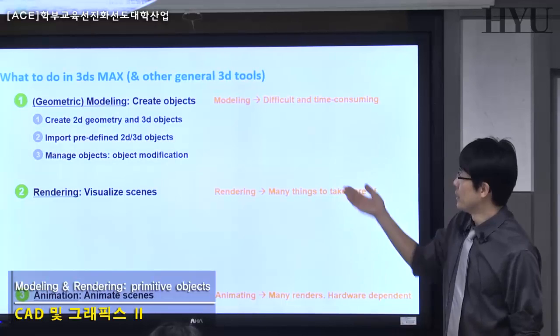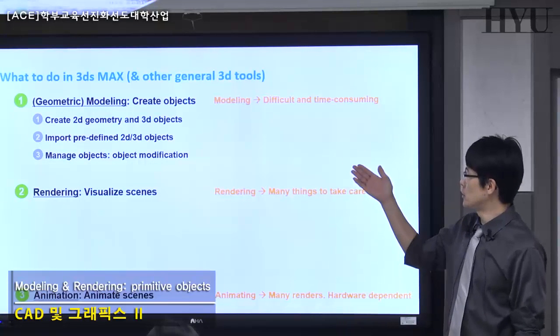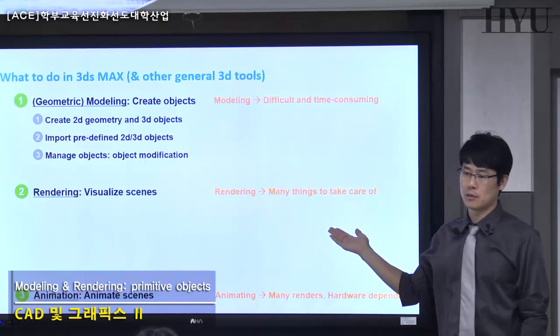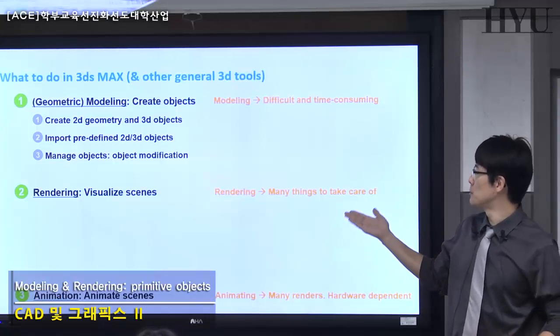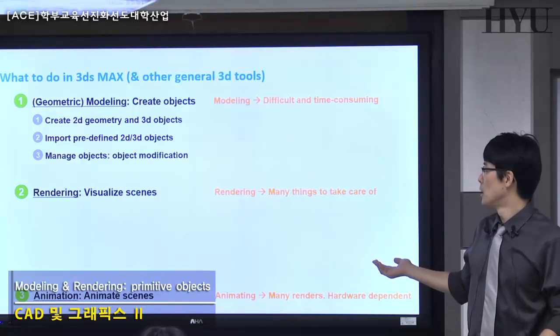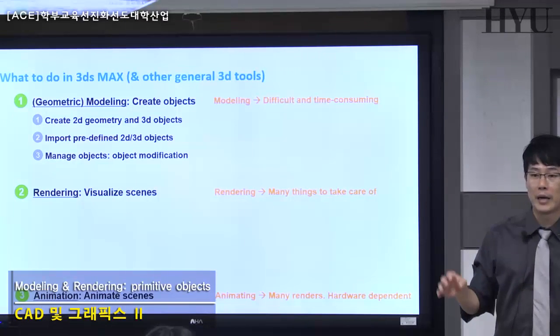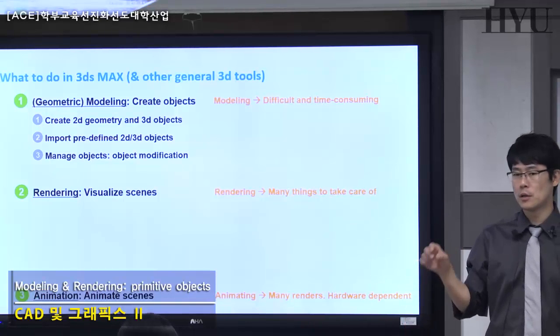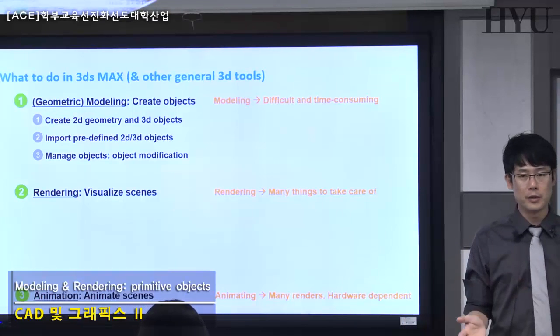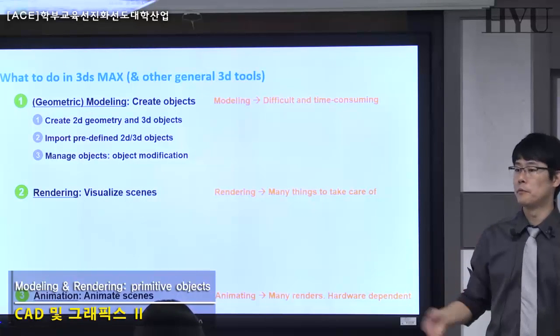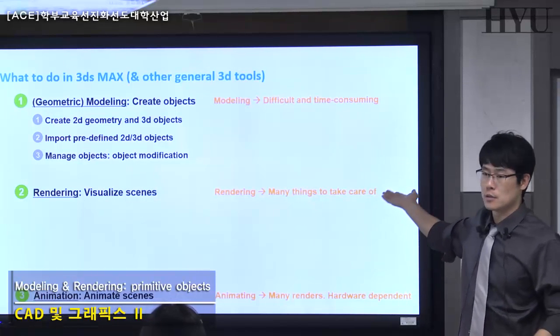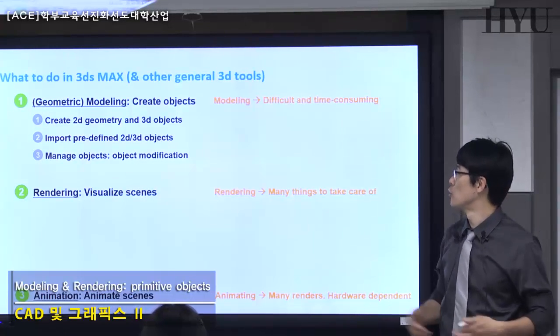What is geometric modeling? Create 2D geometry and 3D objects, import predefined 2D and 3D objects, and manage them by editing lines, points, edges, editable polys again and again. Very, very time consuming, tedious, okay? That's the way of geometric modeling.